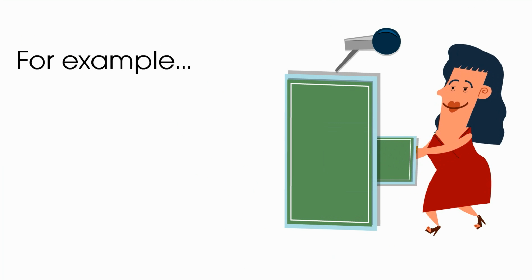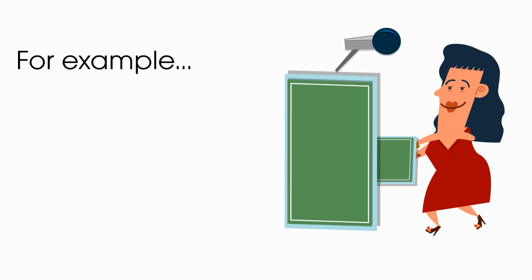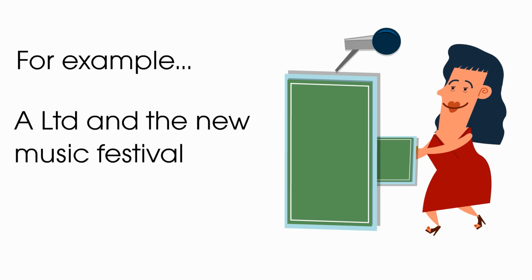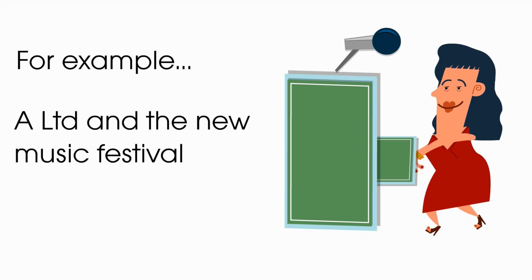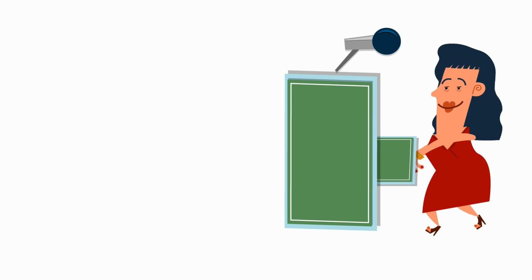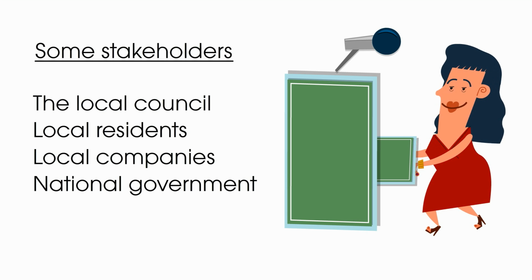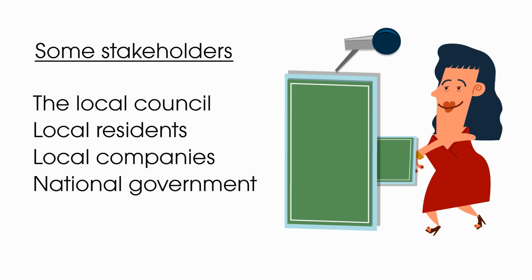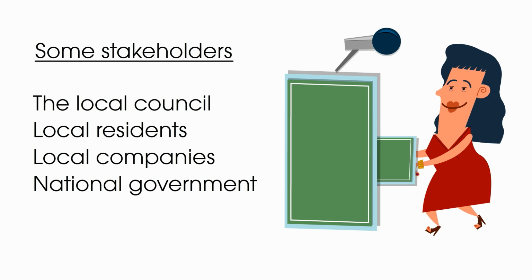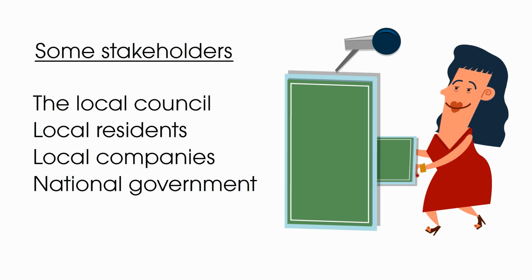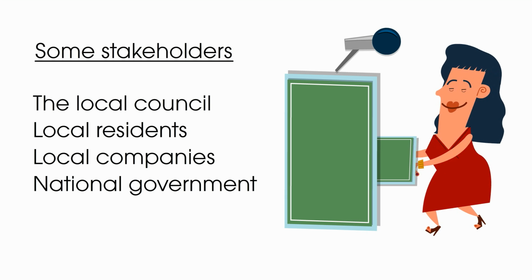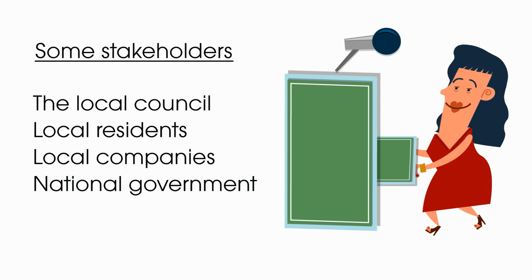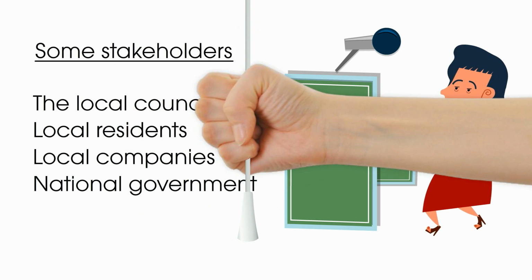So, for example, suppose that A Limited, a major music event organizer, have started or are planning a commercial project to launch a new outdoor music festival. The festival will be held over a weekend in August. Some stakeholder groups here are the local council for the area of the festival site, local residents adjoining the land that they're going to use, local companies in the area, and national government perhaps. How could these four stakeholders be classified? Have a look at this stakeholder map.